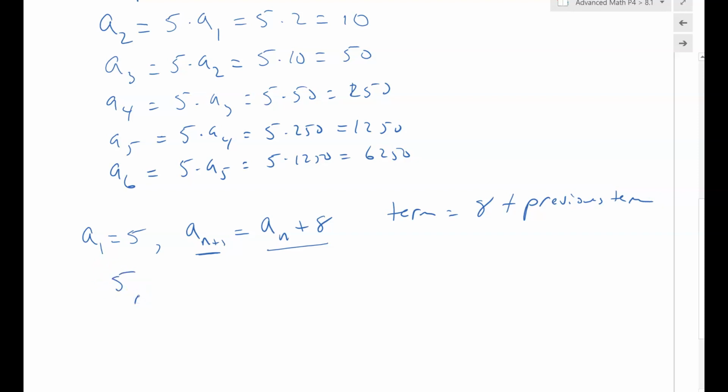Well, here's my first term. What am I going to do to that one to find the second one? I'm going to add 8, so that's 13. All right, what am I going to do to find the next one? I'm going to add 8. 8 plus 13 is 21.